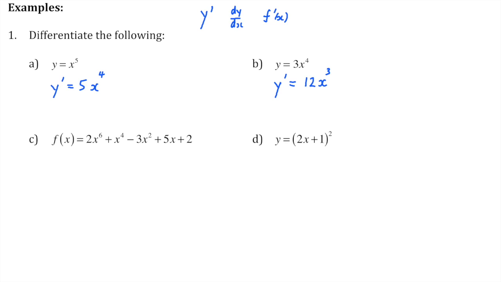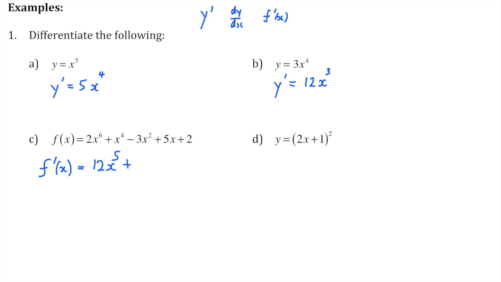Part C. The derivative equals. Now you'll notice with this, I've got plus and minus, plus, plus. That means do each part as an individual question. There's 1, 2, 3, 4, 5 individual calculations we have to do here. Looking at the 2x to the power of 6 part first. 6 times 2 is 12. X, the new power is 1 less. There's your answer for that part.